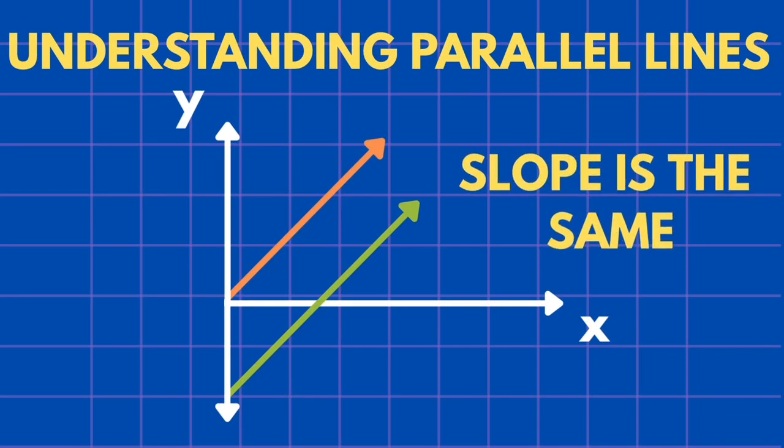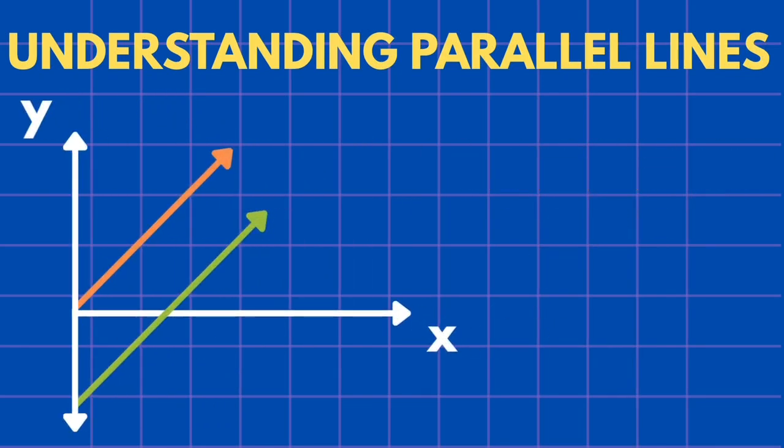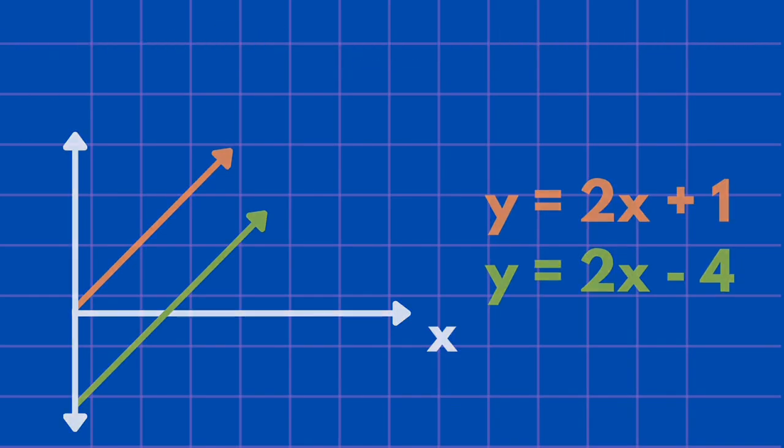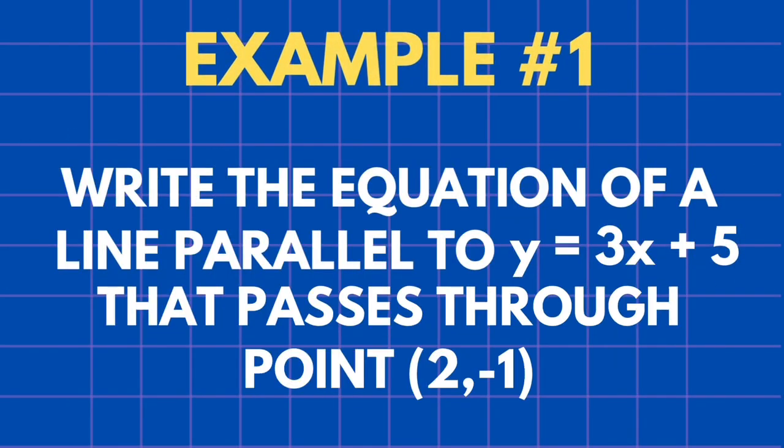For example, if one line rises 2 units for every 1 unit to the right, and another line does the exact same thing, the lines will move together perfectly. Neither line will catch each other. That's why parallel lines must have identical slopes. It's important to note that although they have the same slope, parallel lines can have different y-intercepts. This means that they can start in different places, but as long as the slope stays the same, they will remain parallel. Let's look at our first example.